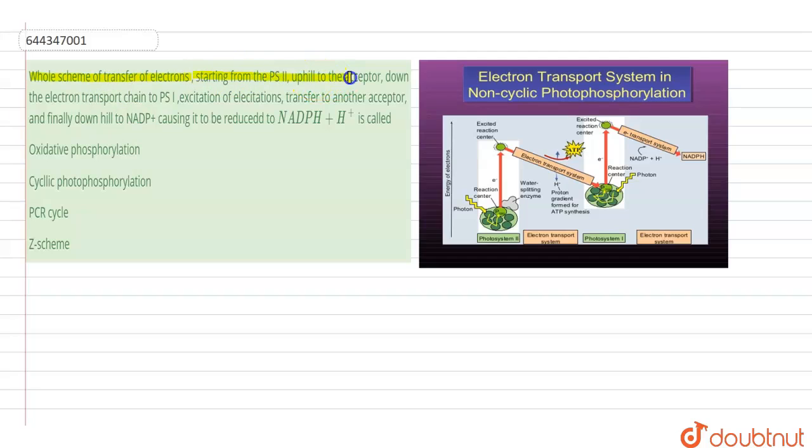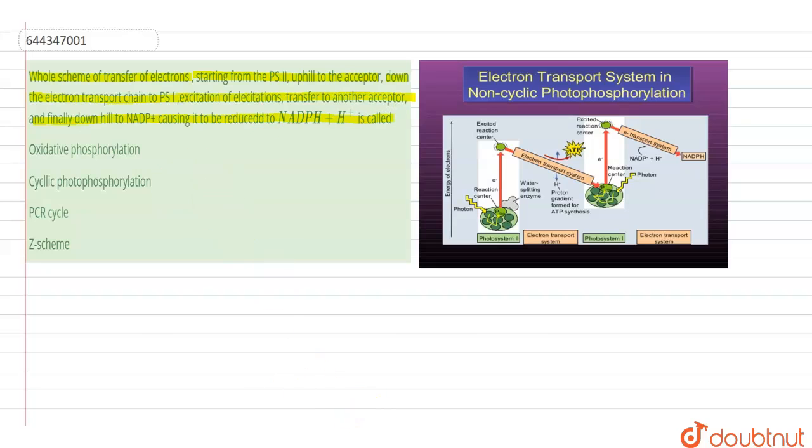Hello students, the question here says that the whole scheme of transfer of electrons starting from PS2 uphill to the acceptor, then downhill to the electron transport chain, then to the PS1, the excitations of the electrons transfer to another acceptor, and finally downhill to the NADP molecule, causing it to be reduced to NADPH and H plus ion is called as.